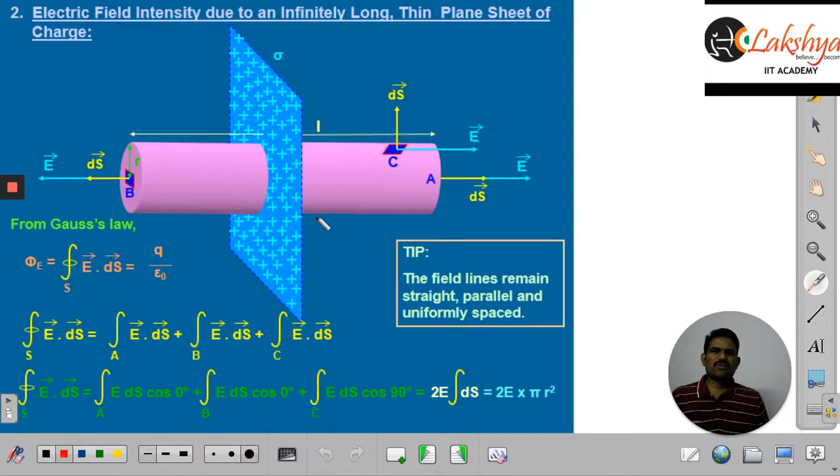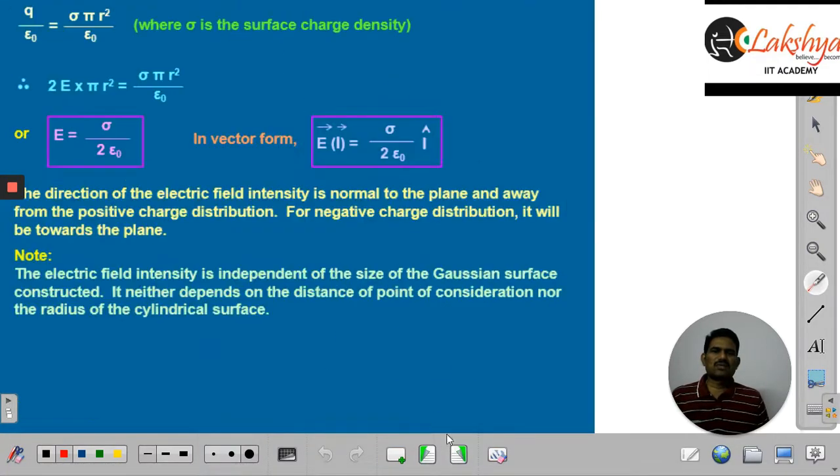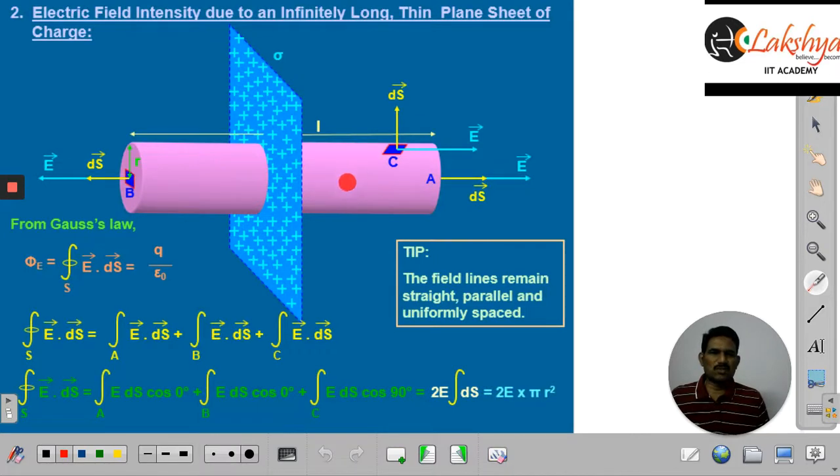So for the infinite plane of charge, the intensity of electric field will be sigma by 2 epsilon naught. And regarding this, we need to remember that this expression is independent of the distance of the point from this plane. Whether you are taking a point here or a point here, it doesn't depend, provided the distance of that point is very small when compared to the size of this plane.